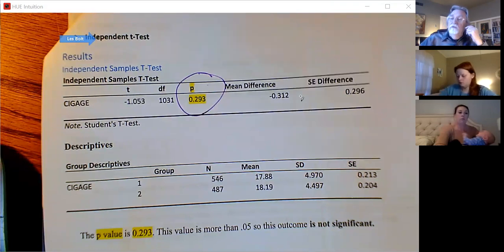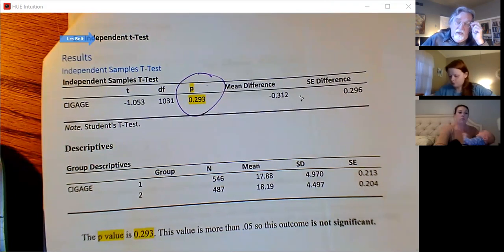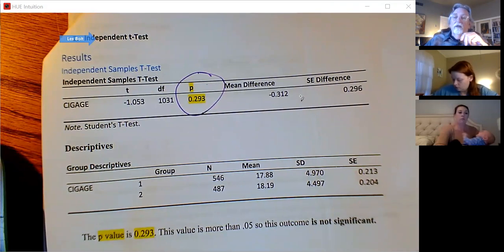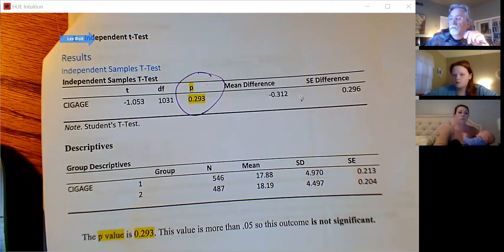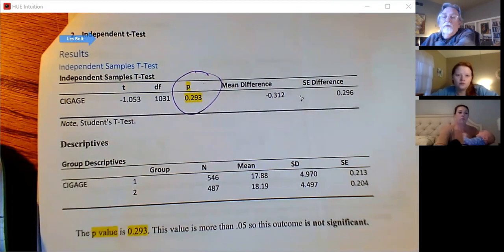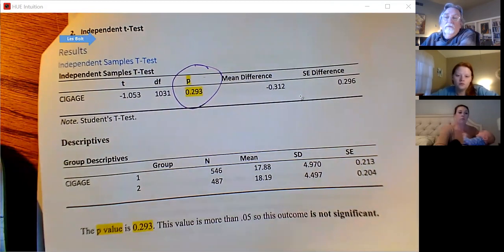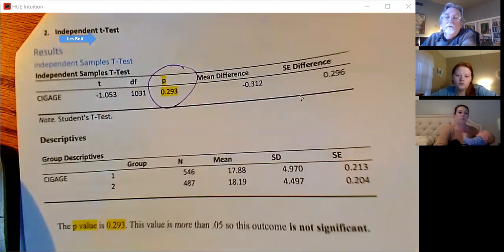And that's really the end of all statistical questions. If we discover that it's a non-significant outcome, that's the end of it. We don't bother to try to figure out anything else because it doesn't mean anything.